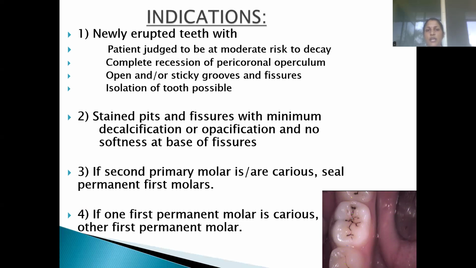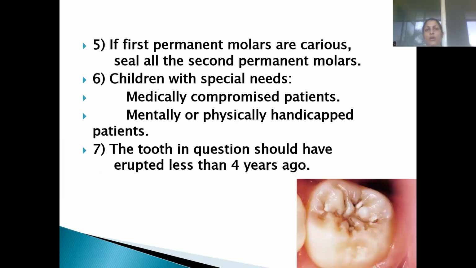Another indication is stained pit and fissures with minimum decalcification or opacification and no softness at the base of the fissures. And if the patient's second primary molar is carious, it is better to seal the permanent first molars, where the patient's parent has to be informed earlier. And if one first permanent molar is carious, it is always better to seal the other first permanent molars too. If all the first permanent molars are carious, it's better we seal the second permanent molars soon after the eruption.